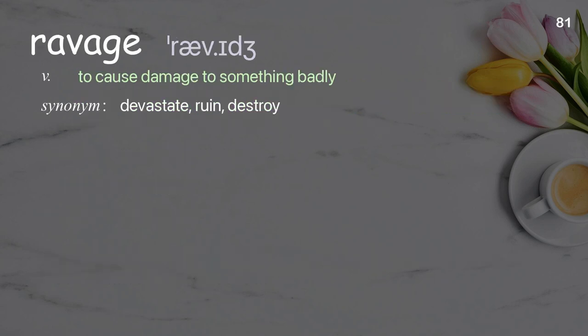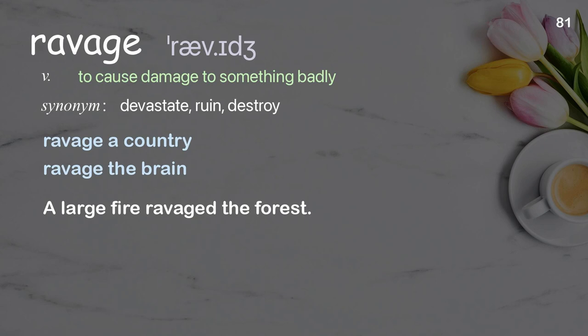Ravage: to cause damage to something badly. Examples: ravage a country, ravage the brain. A large fire ravaged the forest.